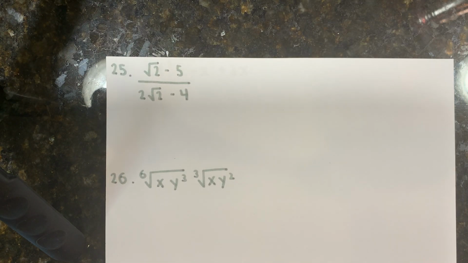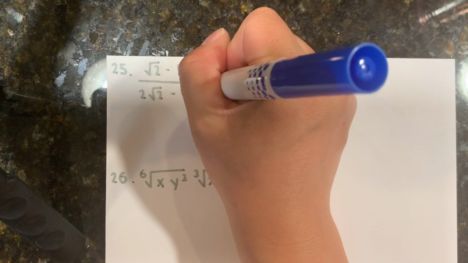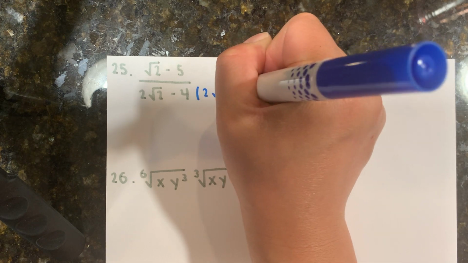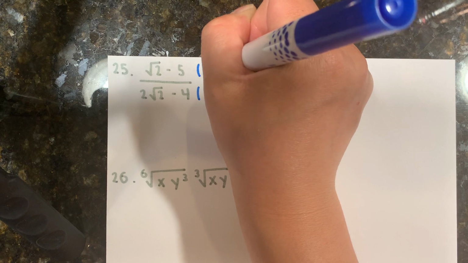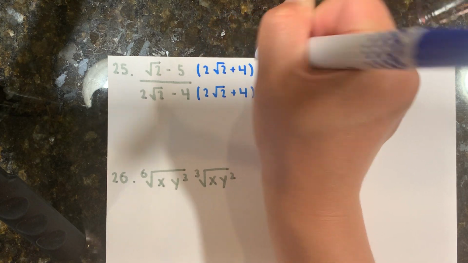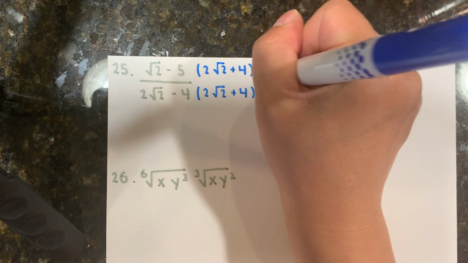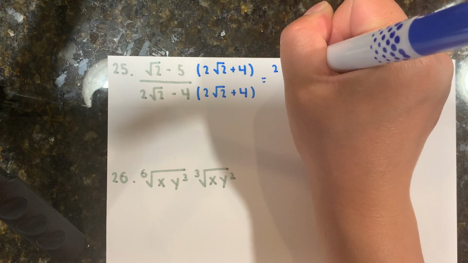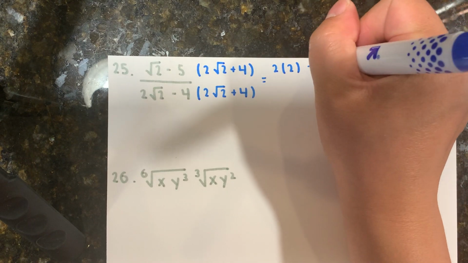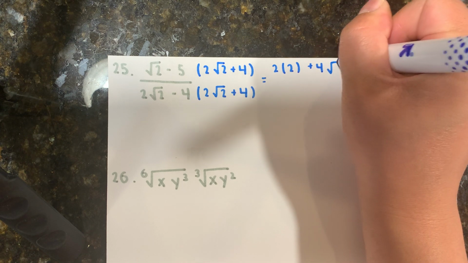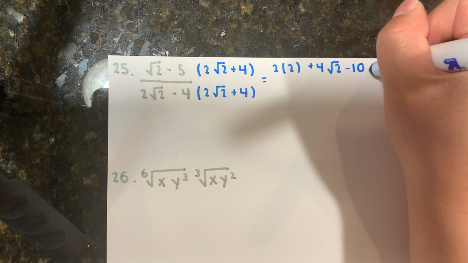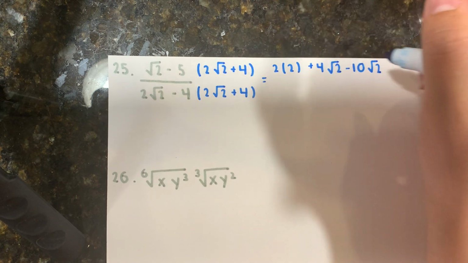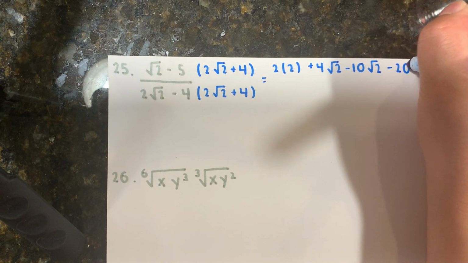There was no multiplication that had to be done on that one. Now for number 25, I have to multiply top and bottom by the conjugate, meaning I'm going to flip one of the signs. So I'm going to flip the negative 4 to positive 4. And then I need to multiply through. So root 2 times 2 root 2 would be 2 times 2. Root 2 times 4 would be 4 root 2. Negative 5 times 2 root 2 would be negative 10 root 2. And negative 5 times 4 would be negative 20.